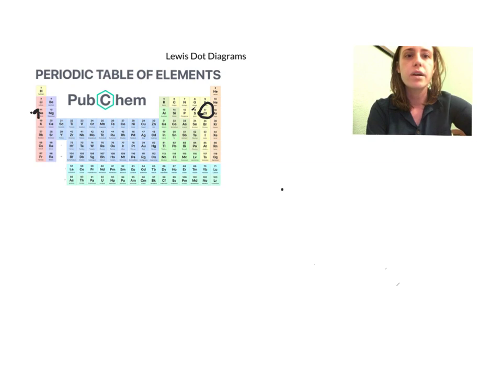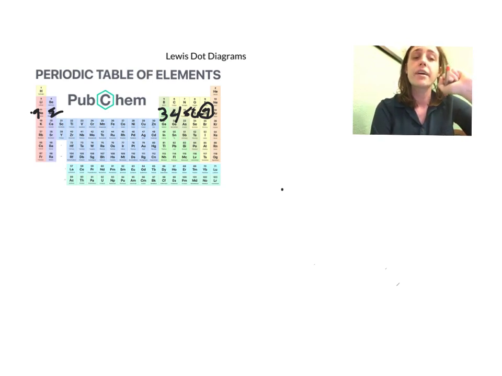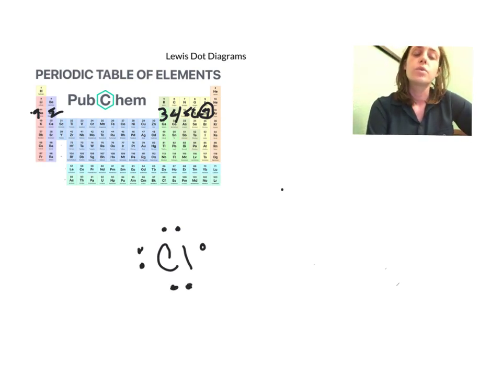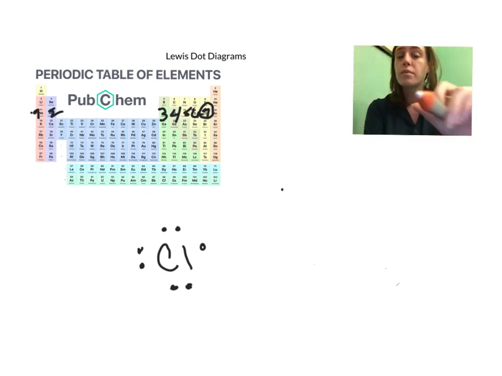We have 1, 2, 3, 4, 5, 6, 7. So 7 electrons here, okay? So I'm going to draw chlorine. Draw my symbol. 1, 2, 3, 4, 5, 6, 7. Cool. All right, let's do one more.